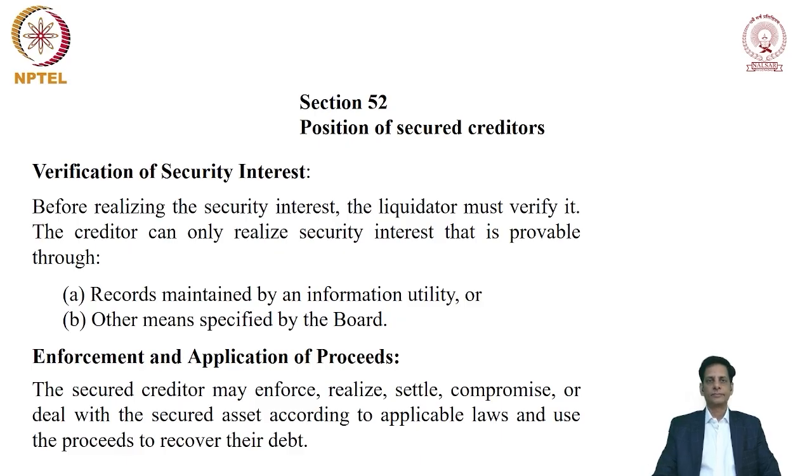So part A says, you must be able to prove your claim or asset by way of records maintained by an information utility. If your debt is recorded, your asset security is recorded, and asset is identified, then you can walk away with your asset. Or if you can prove your claim or security interest in any other manner specified by the board, yes, then your interest is verified and then you can walk away with the assets.